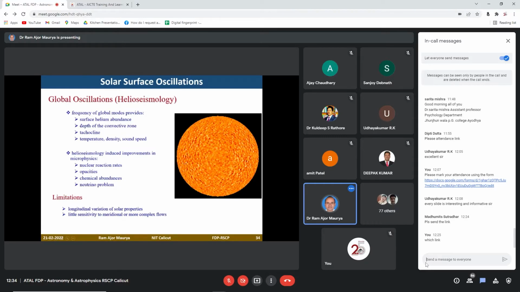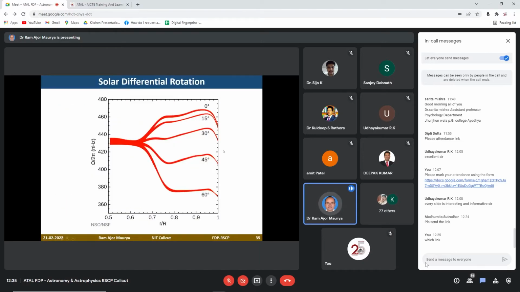But the global oscillations, the global modes, are insensitive to the local properties. If you want to study local properties, you have to use the local oscillations. In the local region, the waves do not have enough lifetime to circumnavigate the sun, so their lifetime is very short. They are trapped in a local region of the sun, and using those local oscillations, we can study the local properties.